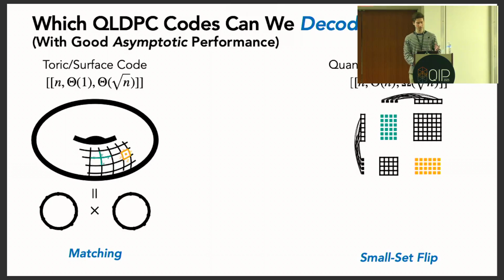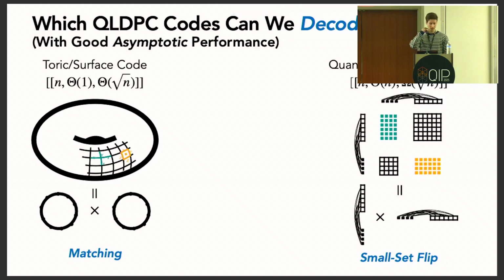Now the toric or the surface code is actually a product of classical repetition codes. You can see this visually because a classical repetition code corresponds to a cycle, and a torus is a product of 2 cycles, while a quantum expander code is a product of 2 classical expander codes. And these are 2 of the most commonly studied classes of quantum codes.